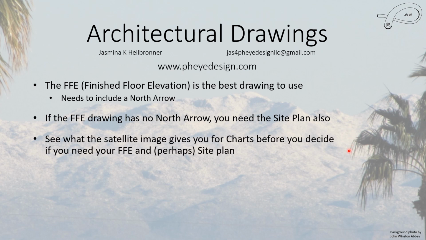Now, the first thing you do, of course, is you can use your satellite image to see where your house is positioned, and you can determine then where your doors and your rooms are. You might not need your architectural drawings, but if you're finding you have problems, then this is when you need to go find them.